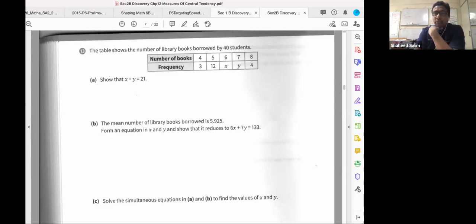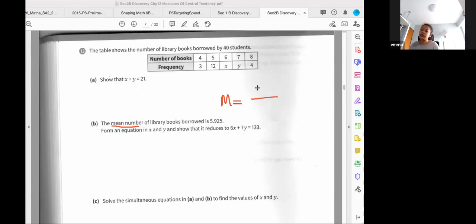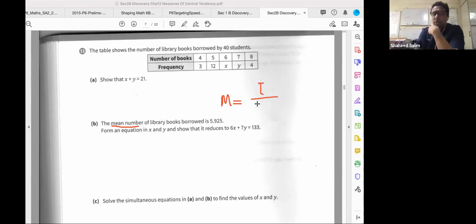So how to form the equation? They tell you the mean here, and you want to find the mean. The mean is equal to what over what? Total over frequency. Good. So you know the frequency, you say 40. And this one is 5.925. And what is the total here?